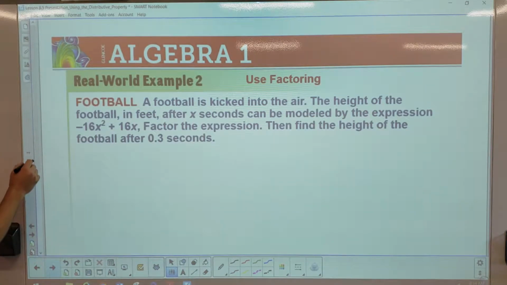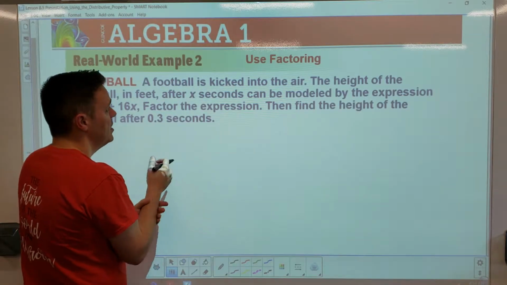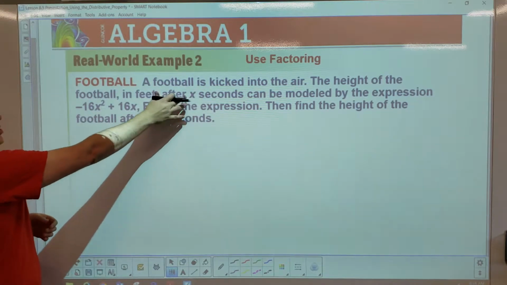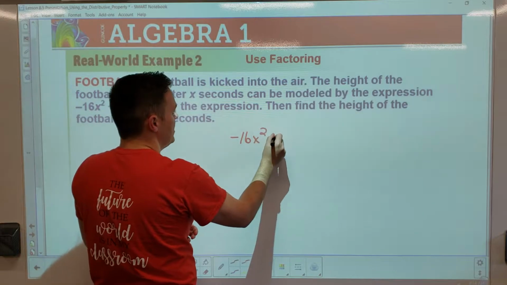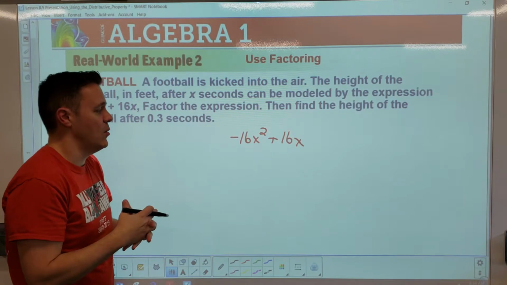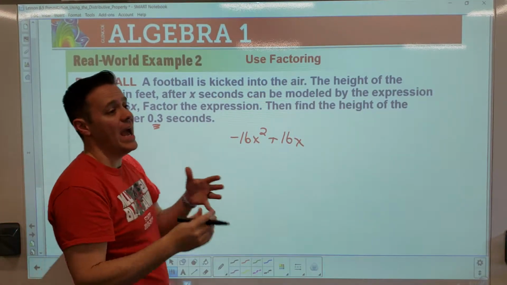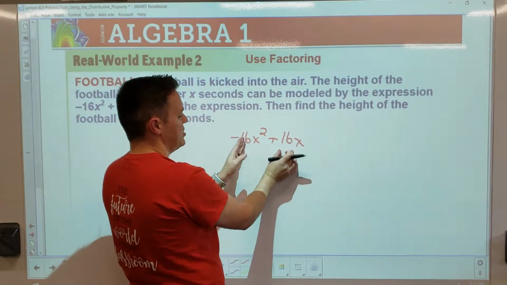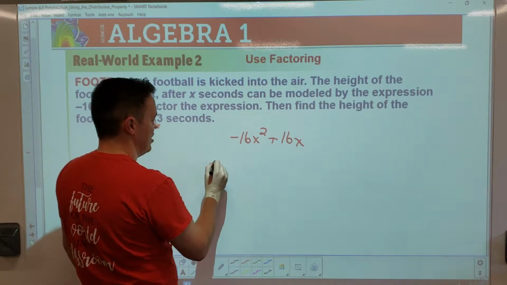Okay, so now here is a story problem, a word problem that just talks about a football kicked in the air at the height. After so many seconds, it's modeled by this expression. So what I want you to do is, if you were presented with this problem, factor out the equation first, and then you would plug in 0.3 seconds for x to see what your answer would be, right? So on this particular one, what's the greatest number that they share? Well, it should be staring you right in the face that they share 16.